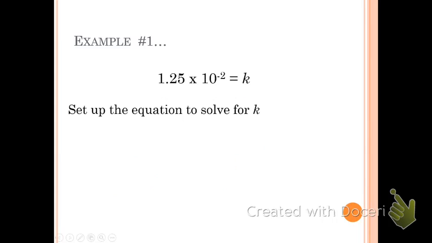Your solution should be 1.25 e to the negative 2. Could you round that? Of course. It could be 1.3 e to the negative 2. It could even be 1 e to the negative 2. But let's try and be as accurate as possible.